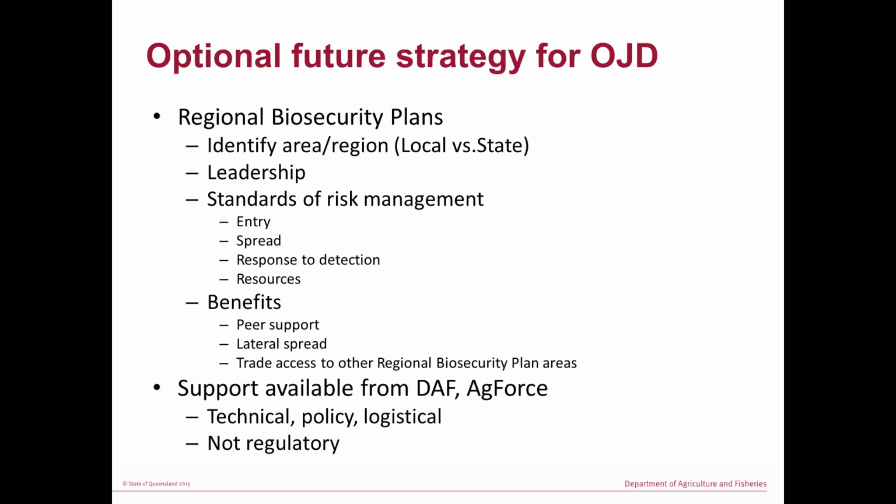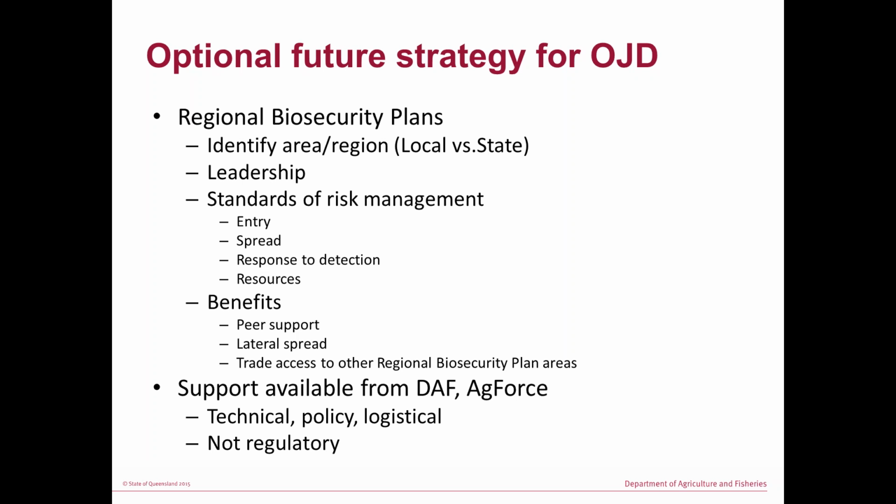So I would encourage the sheep industry in Queensland to consider implementing a regional approach, whether that be through a whole-of-state approach or a local approach. There will need to be industry leadership in that sort of approach. Government support is certainly available to provide technical, logistical and policy advice in running a regional biosecurity plan, but government will not be providing a regulatory support for a regional biosecurity plan in Queensland into the future.